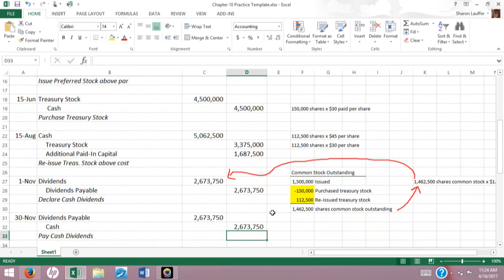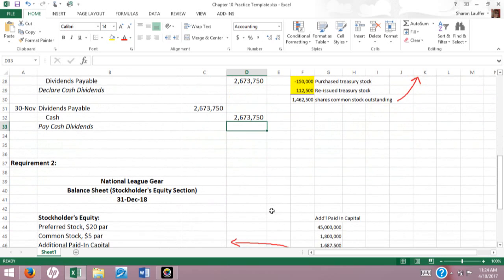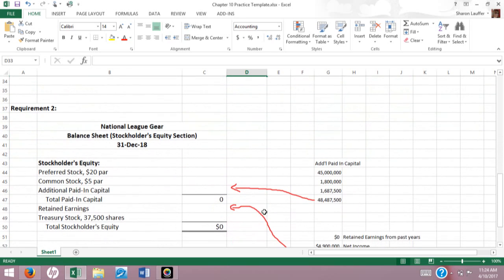And now it says requirement 2, prepare the stockholders' equity section of your balance sheet as of December 31st, 2018. Net income for the year was $4,900,000. So I have a template that I've started with. So we're going to complete these sections of our stockholder equity section of our balance sheet.